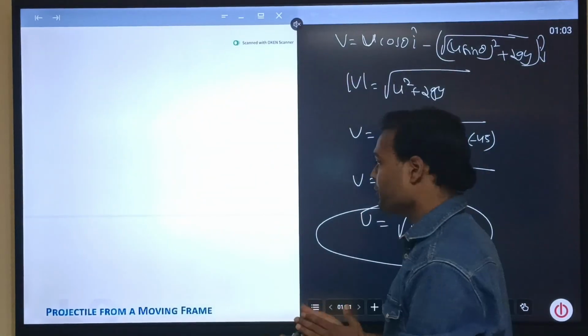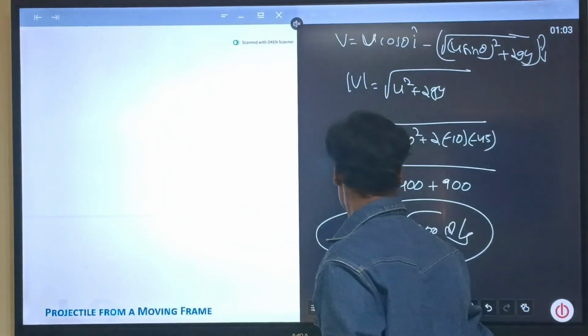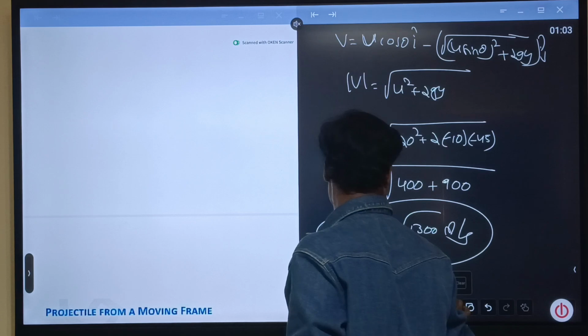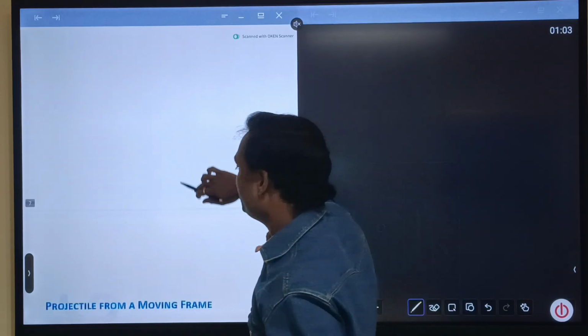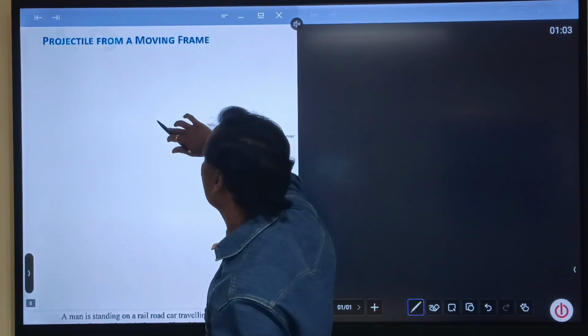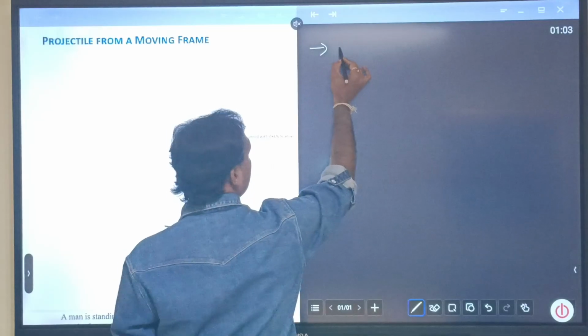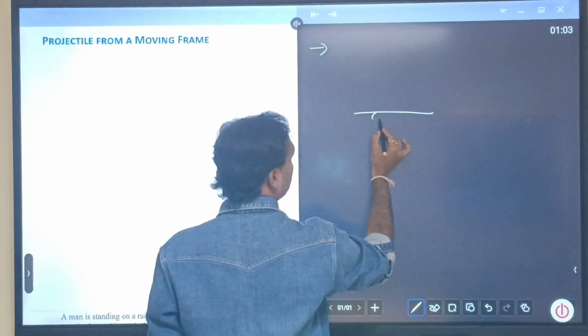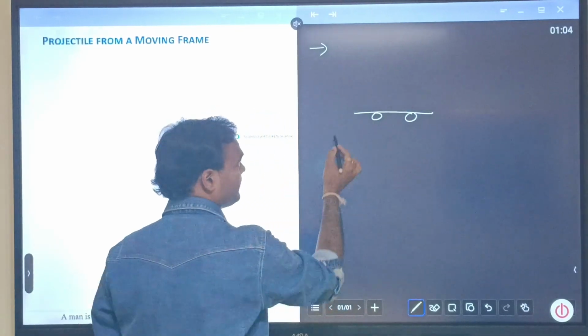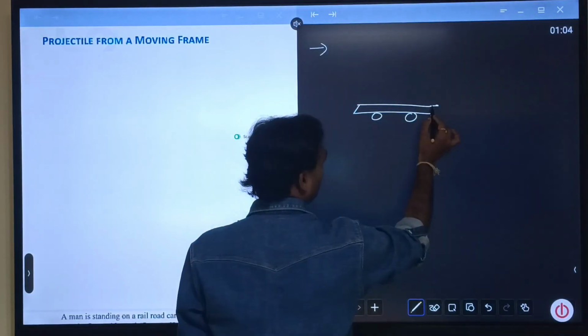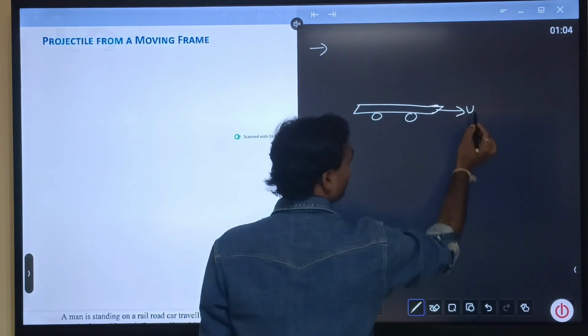Now let us go with the third concept. Here, projectile from a moving frame. Suppose it is a frame, a platform which is moving with the velocity v.